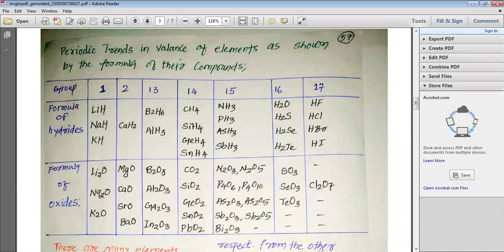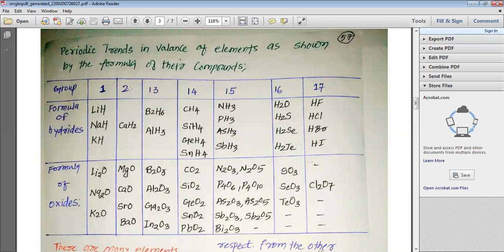Periodic trends in the valence of the element as shown in the formula. Now you can see how the valence can be shown with examples of compounds. For example, group number 1 always shows the +1 oxidation state, and it forms the hydrides like lithium hydride, sodium hydride and potassium hydride with one hydrogen each. Same way, with +1 oxidation state, they form their oxides, and that is why two atoms are needed with the oxygen: Li2O, Na2O, and K2O.